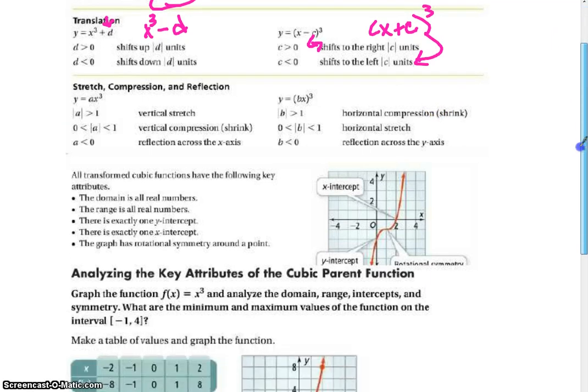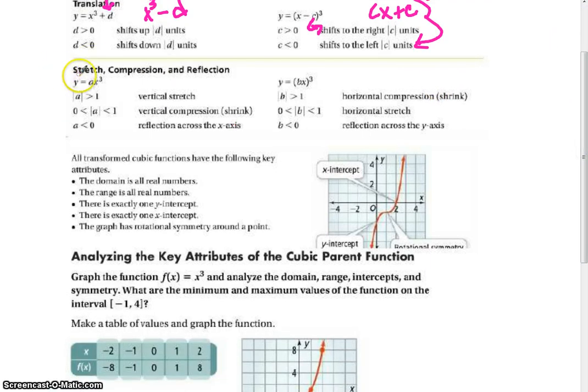Your stretch, compression, and reflection: if you have a number in front of x to the third and it is bigger than 1, it is a stretch. If it is a fraction, smaller than 1, it is a compression. And if it is negative, it is going to reflect over the x-axis.